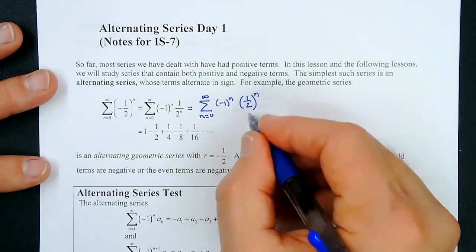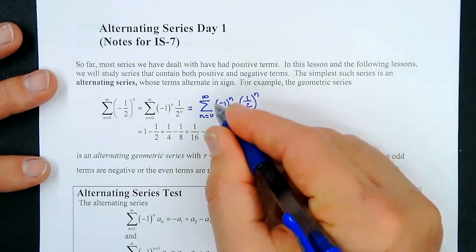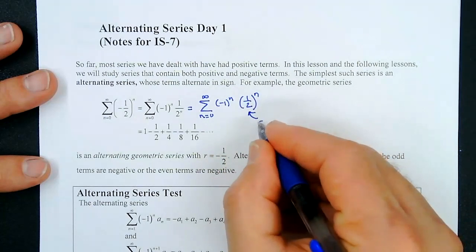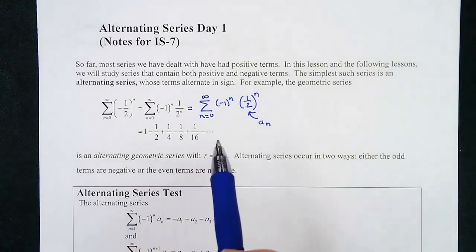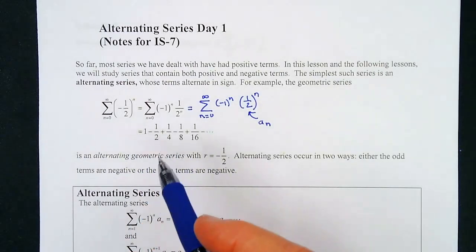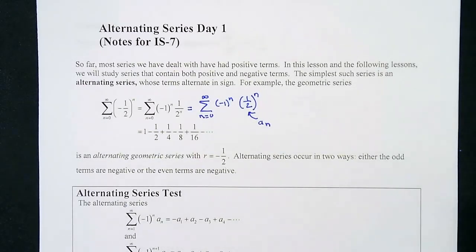We are going to call this term right here, without the negative to the power, a sub n. That's how we're going to define a sub n: it's the positive part of this. We know that this one, because our r value is between -1 and 1, would converge, and we can just use the geometric series for that. So how about this one?